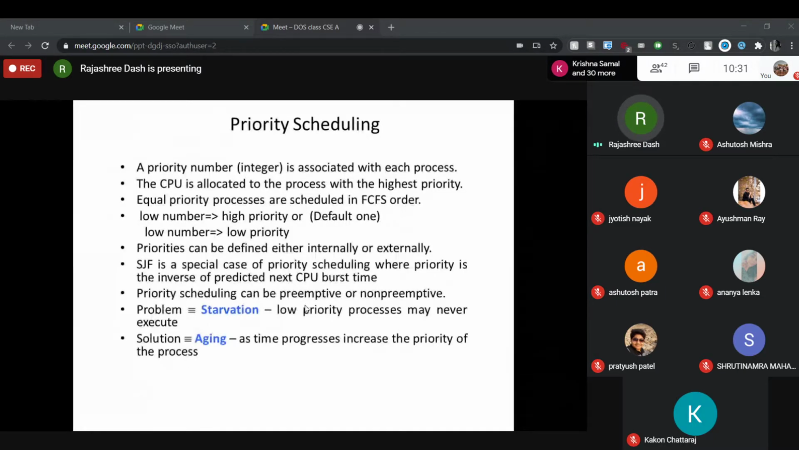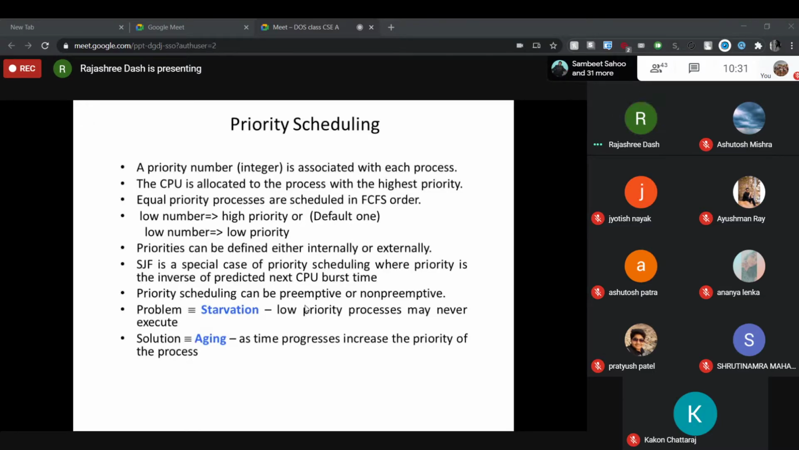Now come to the third one, that is priority scheduling. In priority scheduling, a priority number is normally associated with each process. The CPU is allocated to the process with the highest priority. If two processes have equal priority, then they are scheduled according to first come first serve order. The way we discussed in SJF, if two processes have the same CPU burst time, they are scheduled according to first come first serve order. Similarly here, if two processes have equal priority, they are scheduled in first come first serve order.